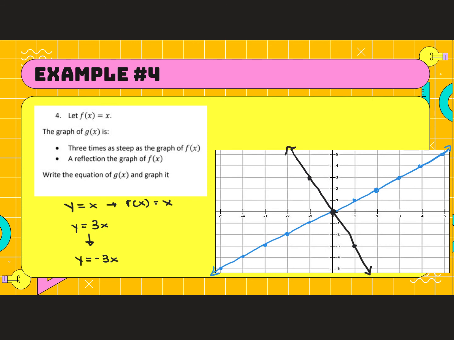All right, so we can double check ourselves. It's 3 times as steep, but it's also a reflection, so we multiplied our slope of 1 times 3, which gave us a slope of 3, and because it is a reflection, it makes the slope negative. All right, now it is time to summarize what you've learned from today's lesson.